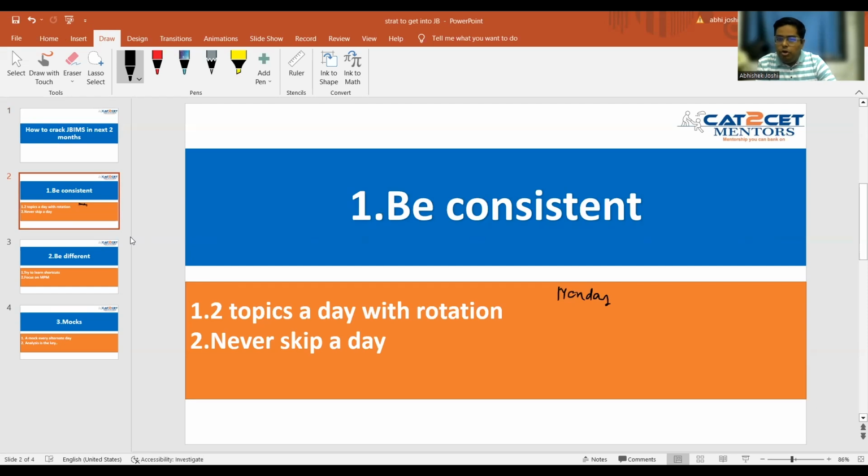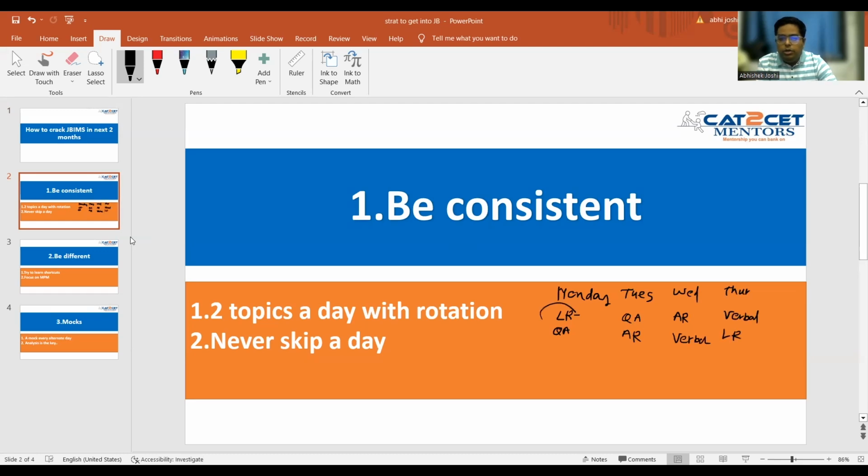On Monday, you are going to prepare a topic from LR, and at the same time a topic from QA. On the next day, let's say Tuesday, you are going to prepare another topic from QA and yet another topic from, let's say, abstract reasoning. On Wednesday, a topic from abstract reasoning and another topic from, let's say, verbal reasoning. And again on Thursday, starting with verbal, I'll do another topic from LR.